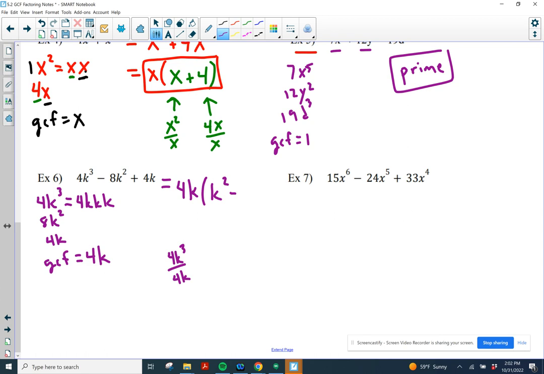8k squared divided by 4k. Well, let's think about that. What is it? If I divide out a 4 and a k, what's left is a 2 and a k. So minus 2k. And lastly, if I divide 4k by 4k, that's just a plus 1.